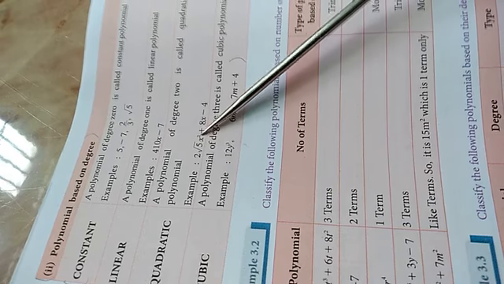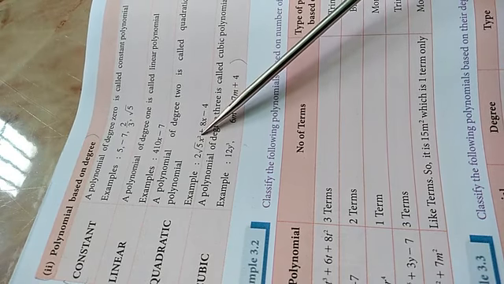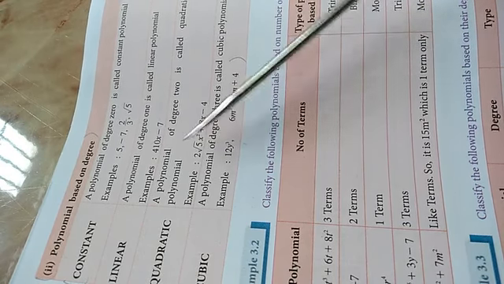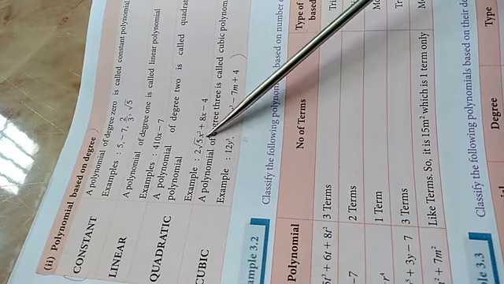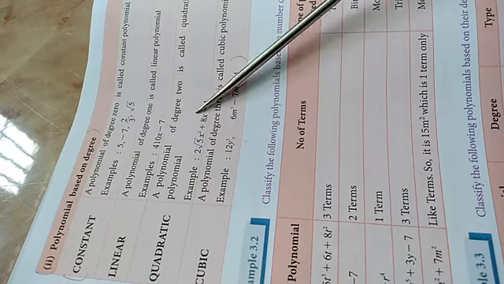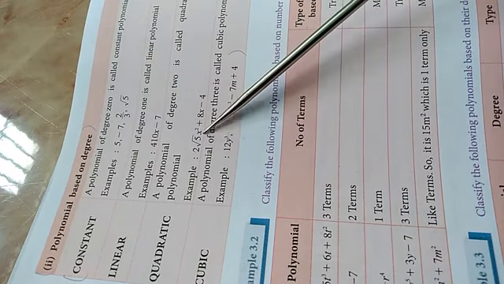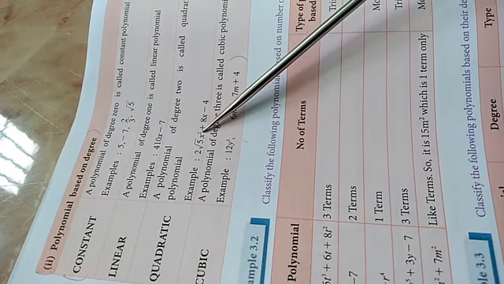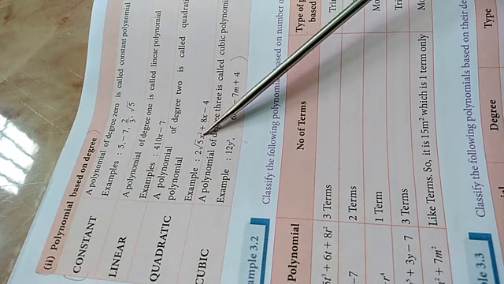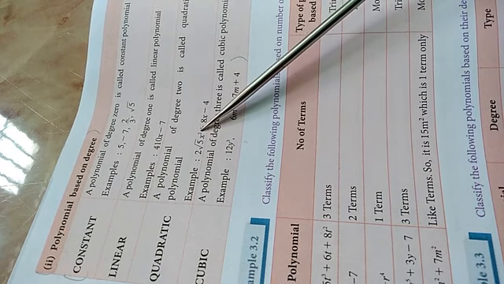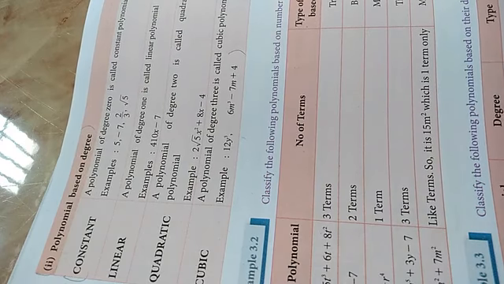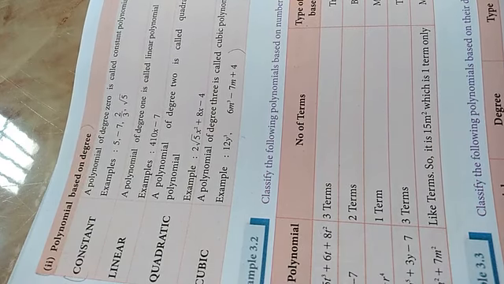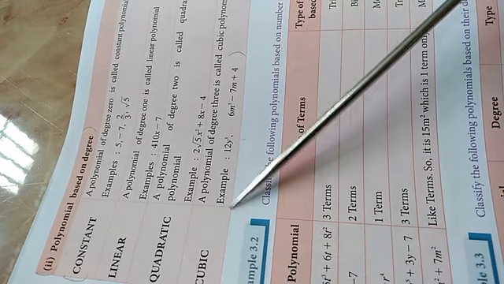Next, if the degree is 2, the order of the polynomial is 2, then it is known as a quadratic polynomial. It may consist of 1 term, 2 terms, 3 terms. We need not bother about that. You only have to look at the exponent of the variable. If the exponent of the variable is 2, then we can say that expression is a quadratic polynomial expression.